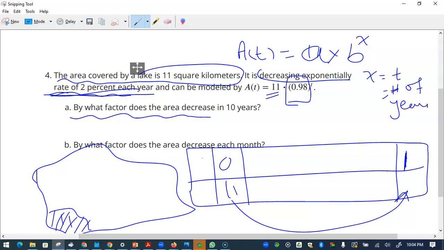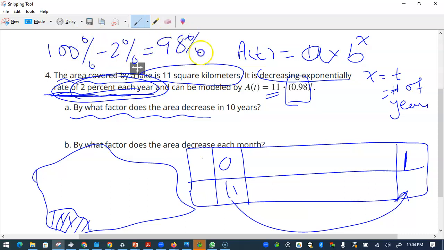So 2% decrease means how much stays. If 2% goes, from 100% if you take away 2%, it is 98%. And 98% basically means 0.98. So that's the decay factor. So from year to year, 0.98 is the factor if it is every year.